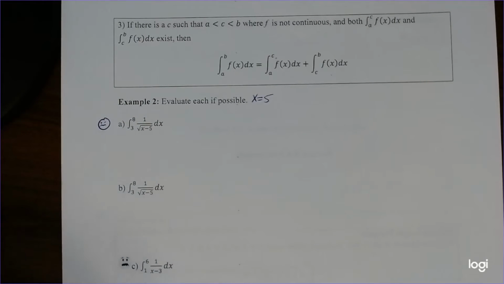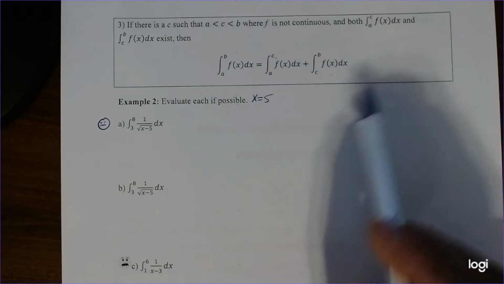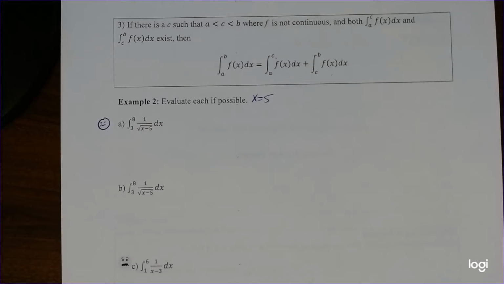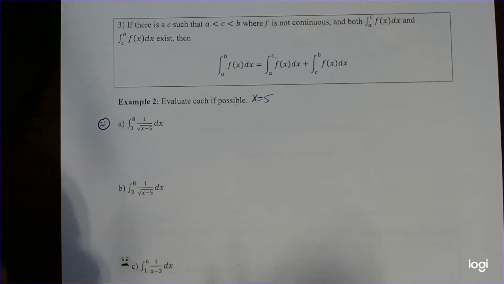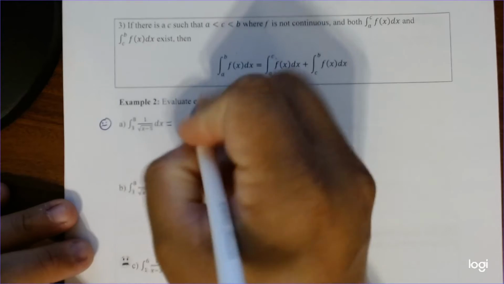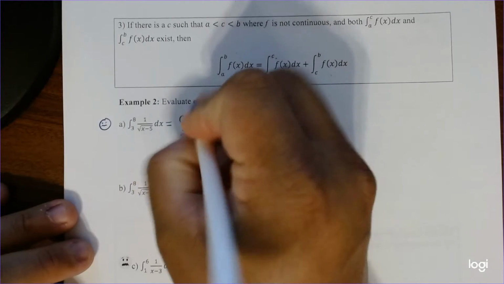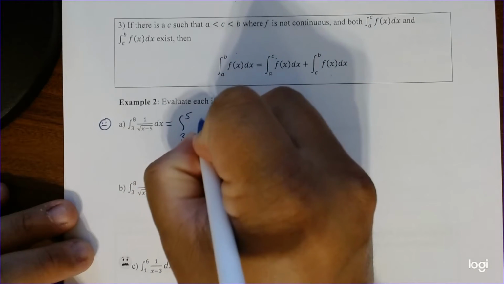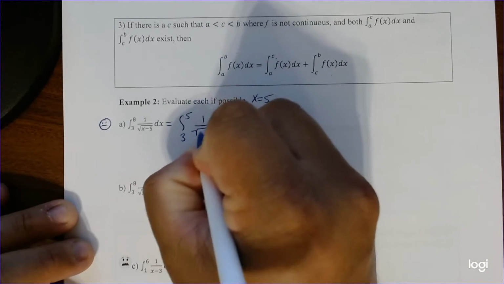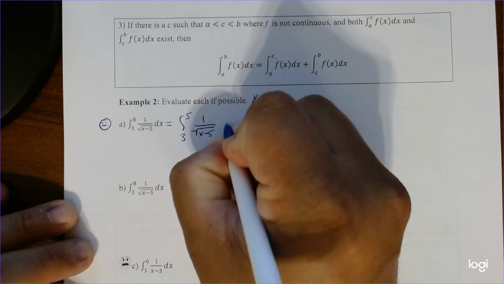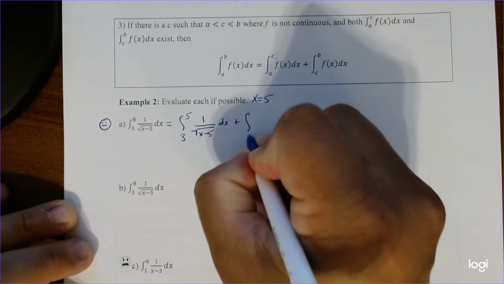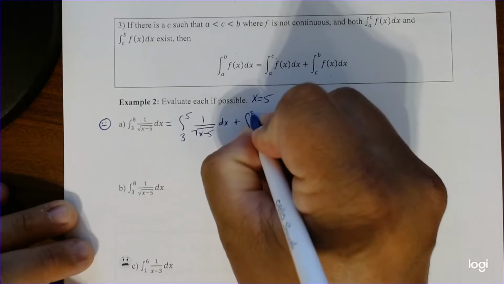So we're actually going to break up the integral into 2 parts and do them individually. Okay. So what this is saying is we're going to break this up into the integral from 3 to 5 plus the integral from 5 to 8.